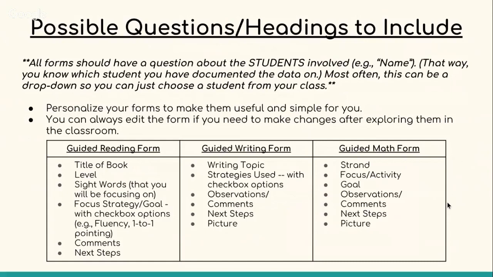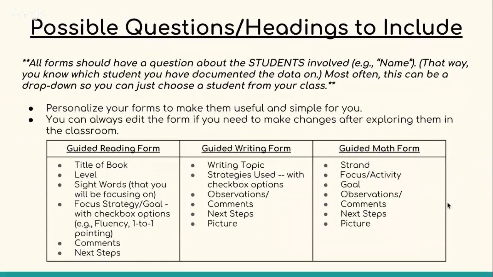So here are a few possible questions that you may include if you're working on a guided reading form, a guided writing form, or a guided math form. Obviously, the first question you would want to be student name so that you know which student you're focusing on. And then again, based on whatever your form is about, your questions will differ. So for example, if you're doing a guided reading form, which I will show you a little bit later on, you might want to have the title of the book, the level, perhaps the sight words the student's working on.